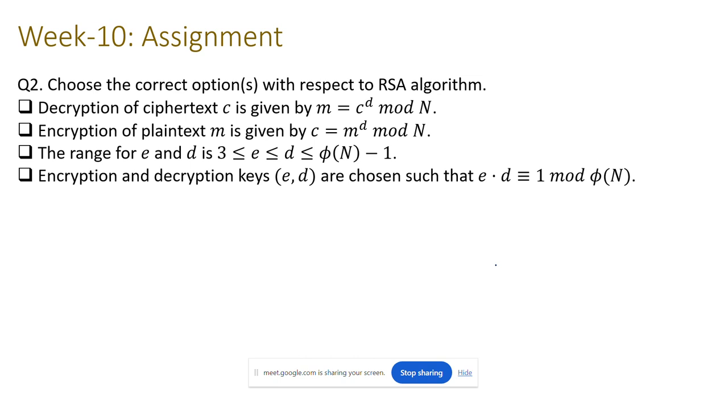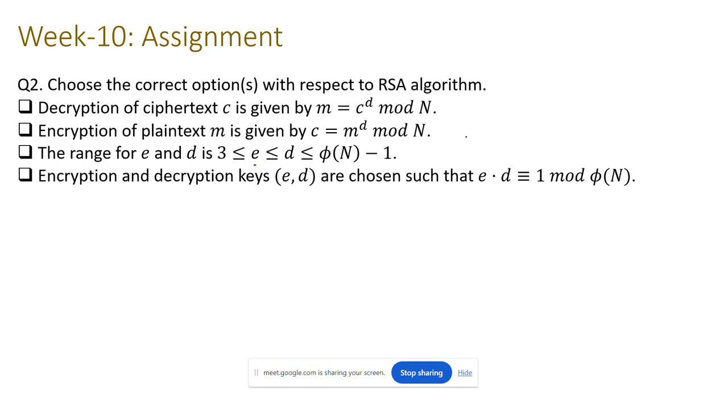Then the third statement says the range for E and D is 3 less than or equal to E less than or equal to D less than or equal to phi N minus 1. So what about this? Actually, range wise it is correct. It will fall in this range, but there is an additional condition that E should be co-prime with phi N. Range wise it's correct, but there is no such restriction theoretically between E and D.